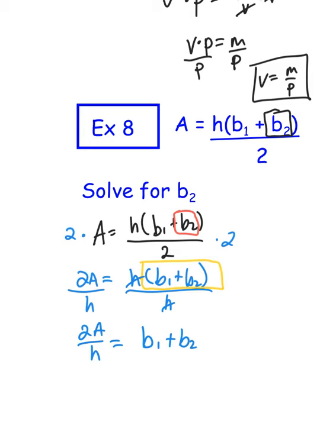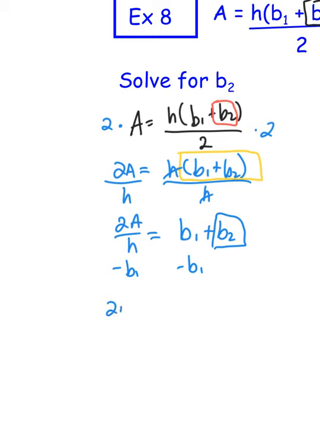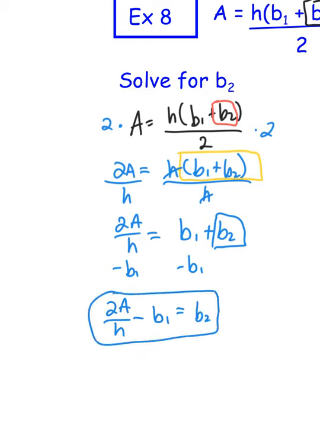And so now if I want to get B2 all by itself, all I have to do is get rid of that B1, so I'm going to subtract B1 on both sides. And when I do that, I get 2A over H minus B1. So that is it. Make sure that B1 is not over H with the 2A. It's kind of all by itself. But you want to just rearrange that equation, undo all of the stuff so that you are just left with the B2 there. All right, so there's 8 examples.